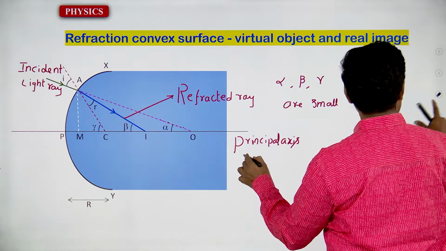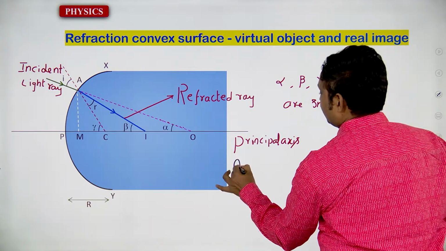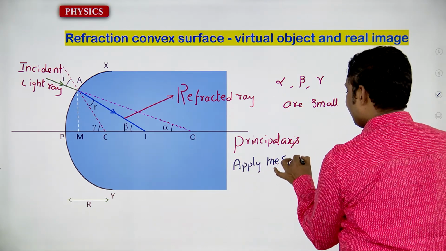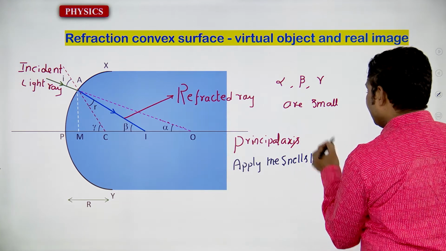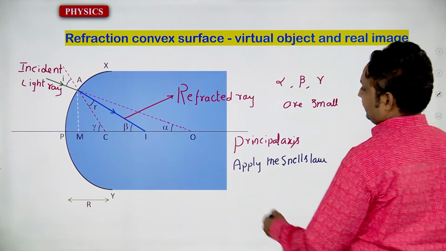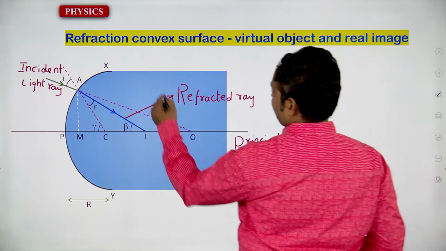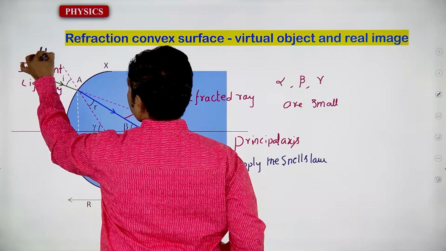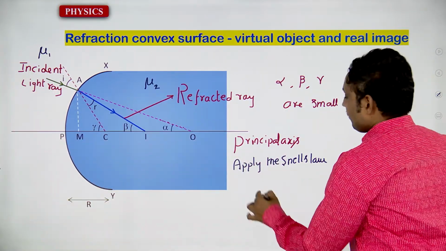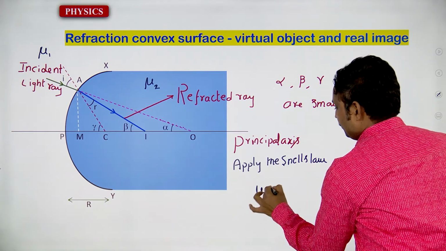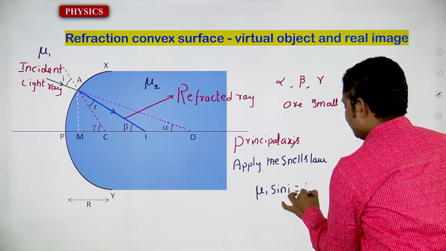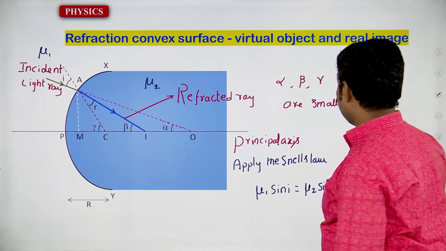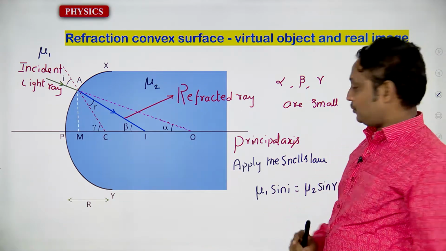It's very clear. Yes, apply Snell's law. After that, then you can solve the problem. It's very clear. This is the denser medium, having refractive index mu2, and this is going to be having mu1. All right, it's very clear. Yes, you have to apply mu1 sin I is equal to mu2 sin R. Whenever the angle of incidence I is small, the angle of refraction R is going to be small. It's very clear.